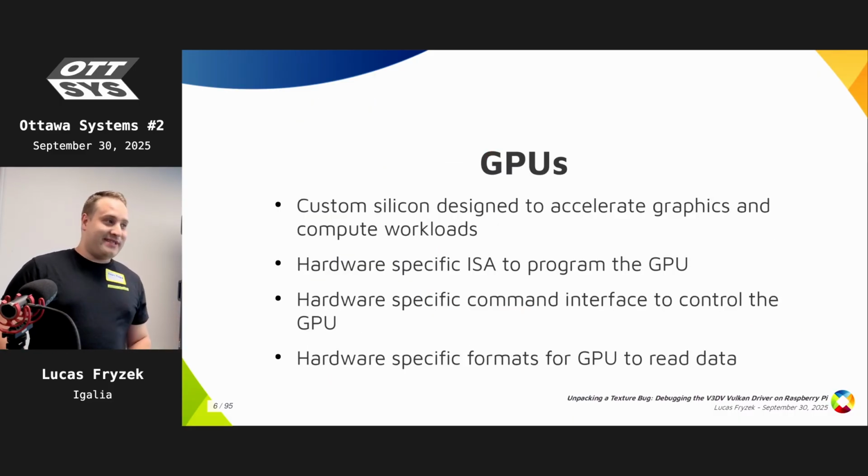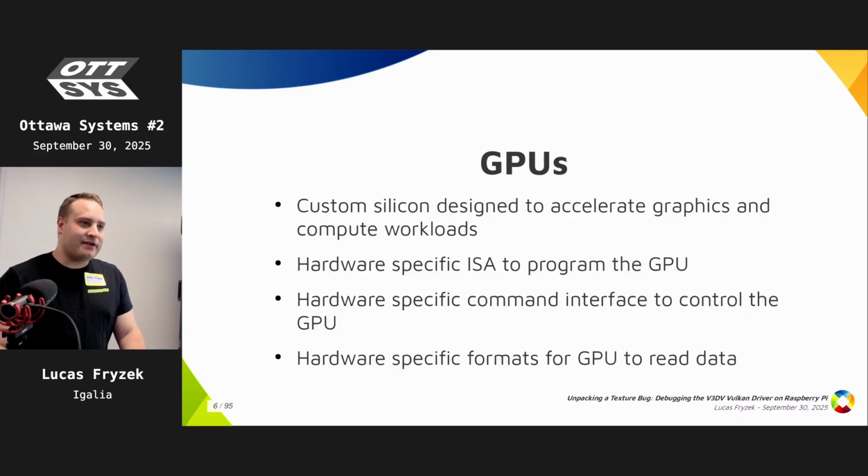Now, if you're not familiar with what a GPU is, it's a custom piece of silicon that's designed to accelerate graphics and compute workloads. So this can be like a discrete graphics card, or it can be just part of an SoC. And they have hardware-specific instruction set architectures to actually program the GPU. They have hardware-specific command interfaces for actually telling the GPU, hey, I want you to do this. And they also have hardware-specific formats that they need resources to be loaded into so that they can actually read them. If you just take a JPEG image and throw it at a GPU, it's not going to render it.